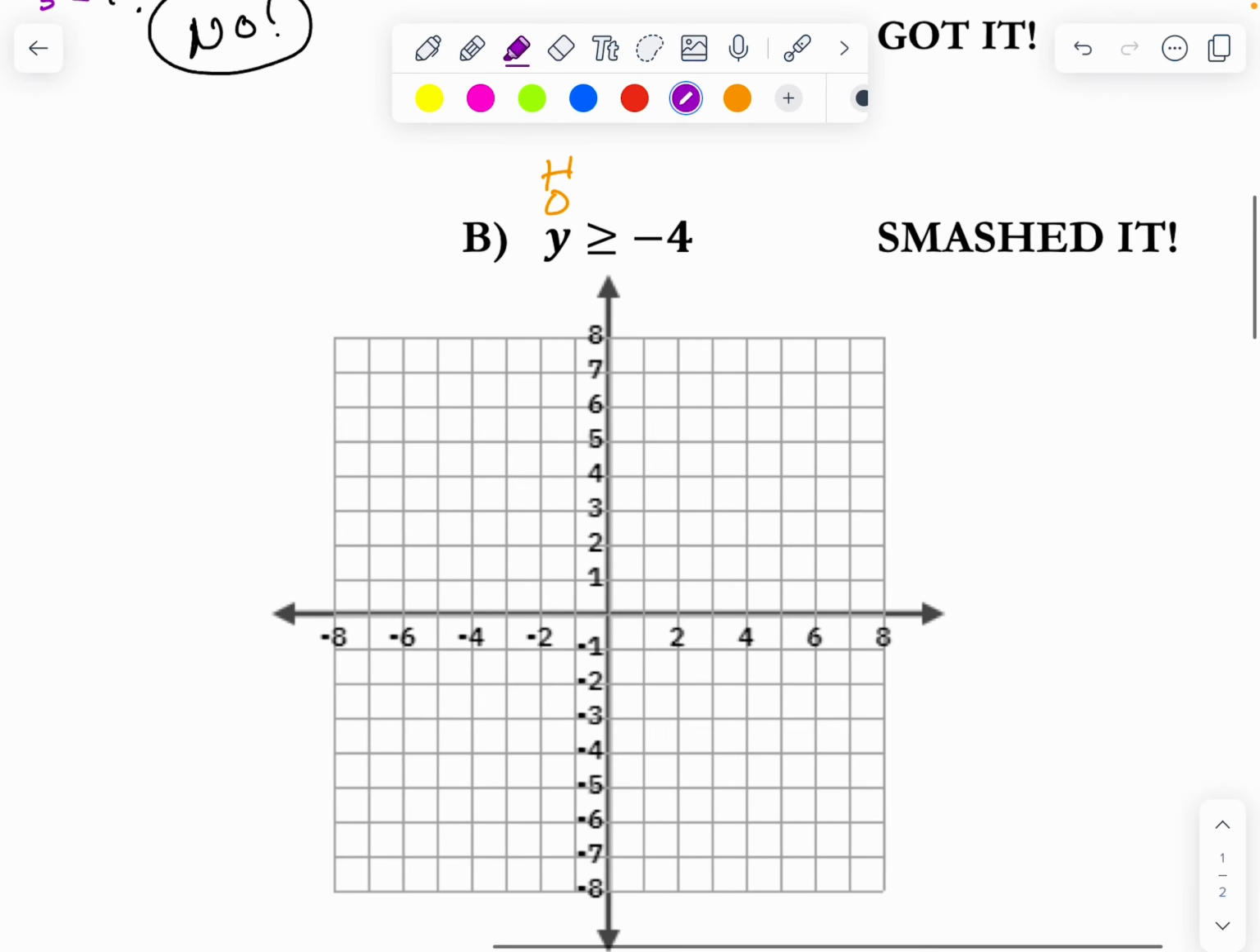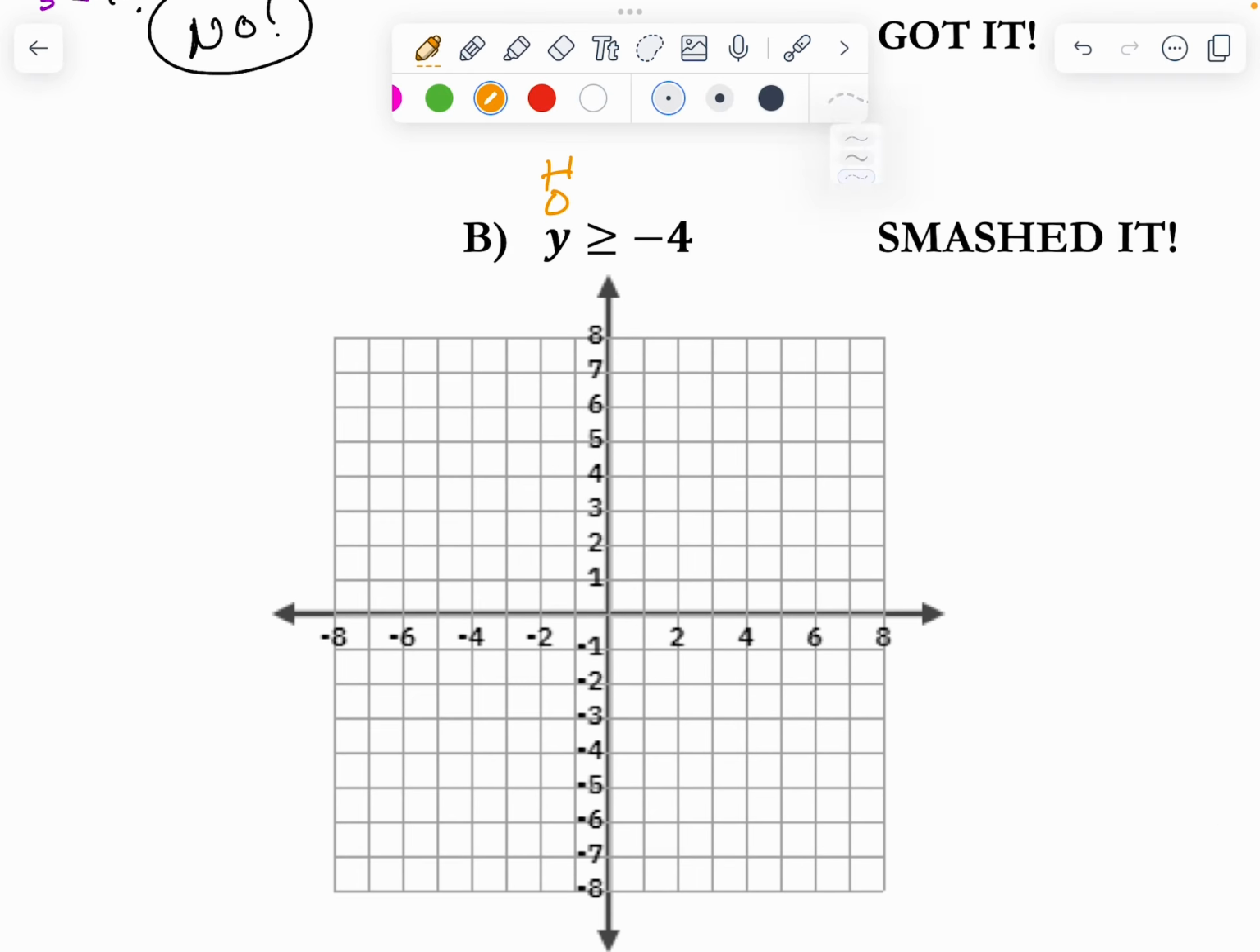Now, for Hoy, remember this is horizontal. Horizontal, and that means left and right. 0 slope.